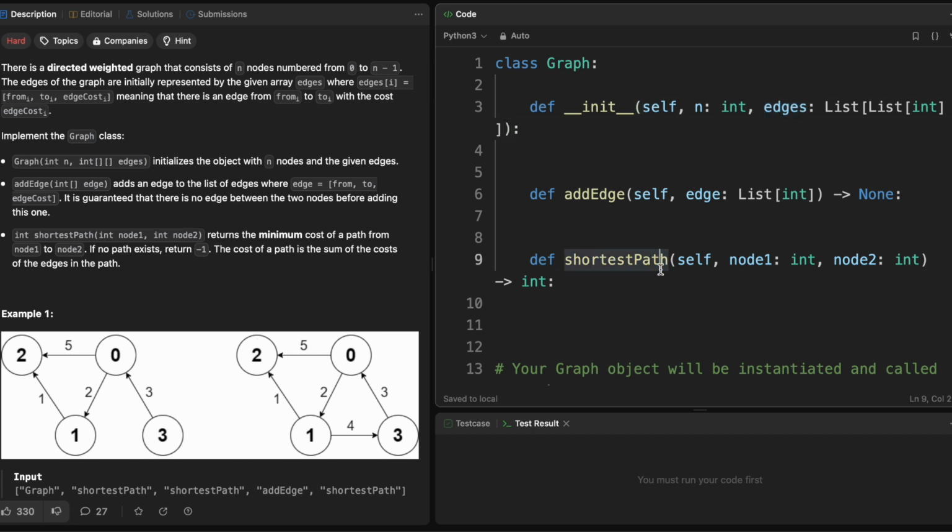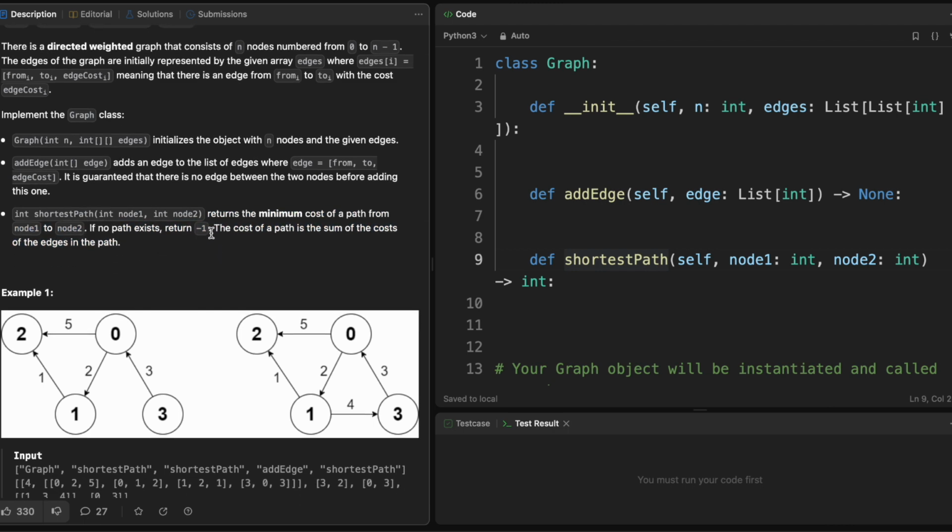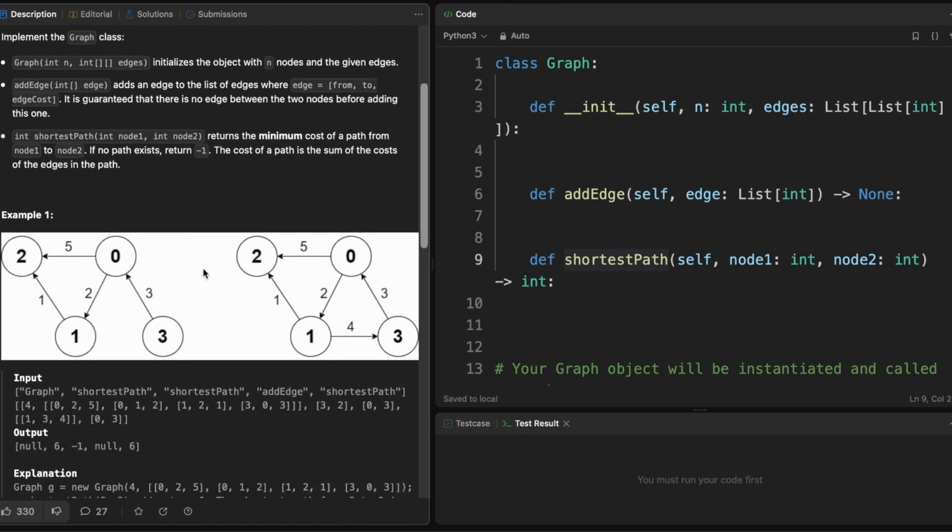So for this we're expected to return the minimum cost of a path from node 1 to node 2, and if no path exists, then we're just going to return -1. So that's what we're expected to implement.